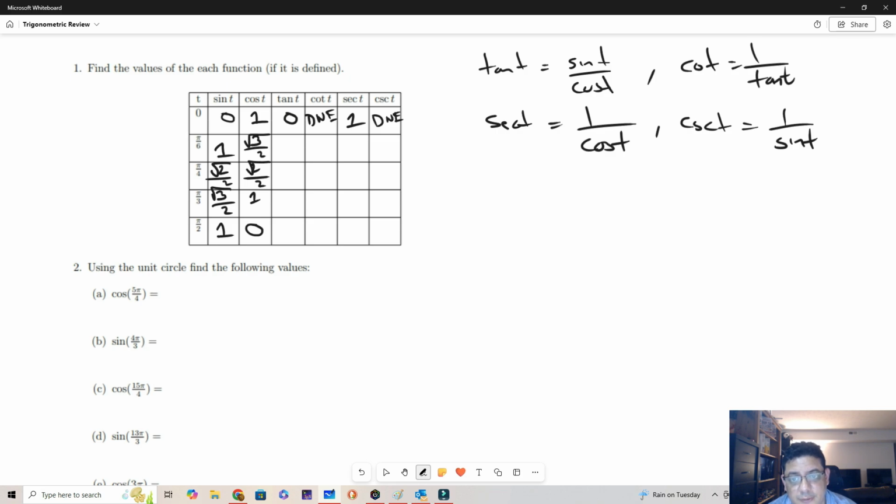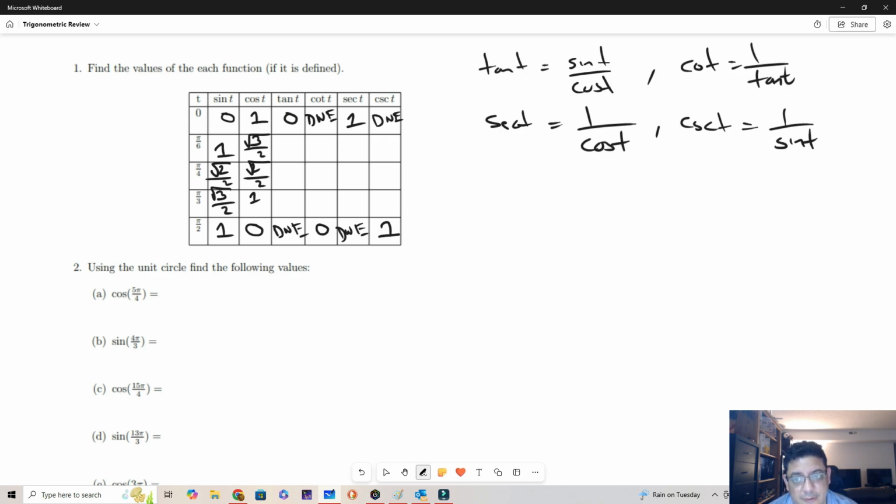Same thing over here. If we have tangent of pi half, because cosine is 0 here, then tangent does not exist. And also secant, that also has cosine on the bottom, does not exist. And now cotangent, cotangent is cosine over sine, so essentially it is going to be 0. And cosecant is 1 over sine, it's going to be 1. Now all the other ones are going to be flipped versions of this.